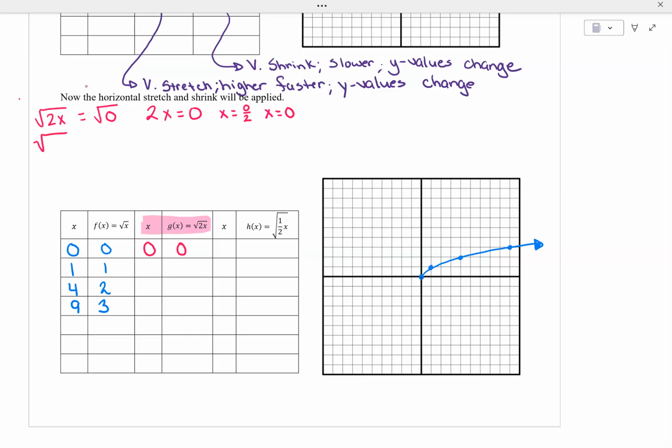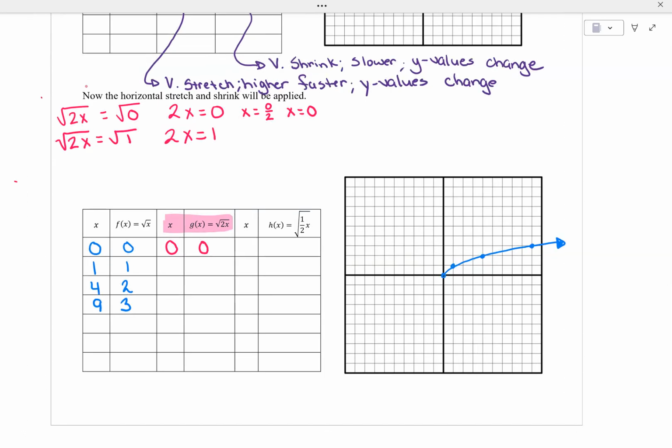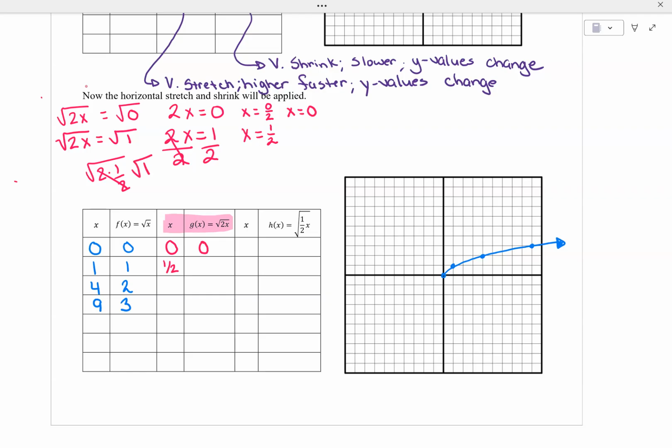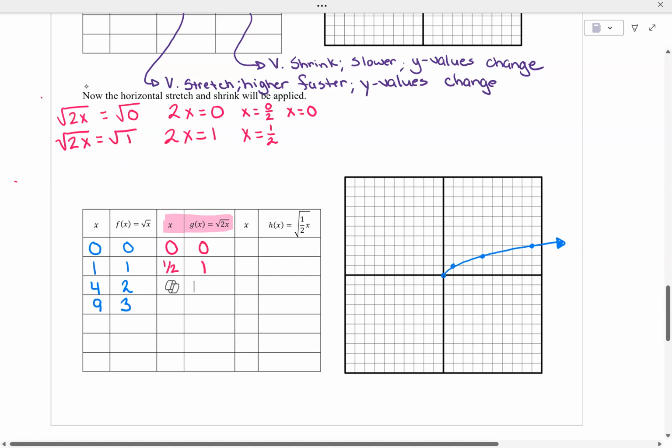Okay, 2x again, but this time I need it to be a 1. So kind of think of it the same thing. 2x has to be a 1 so that I can take the square root of that. Well, if you need to, divide by 2. So notice what happens. x is 1 divided by 2, which is a half. So my x has to be a half, so that when I plug that in, 2 times a half gives me the square root of 1. The square root of 1 is 1.